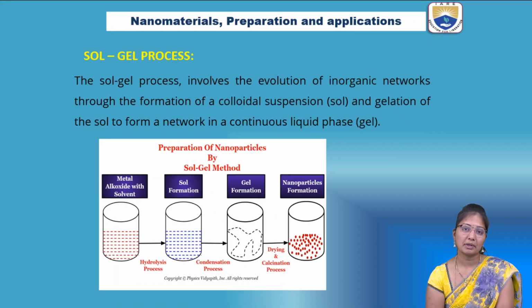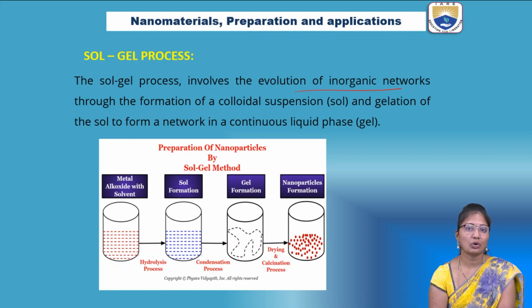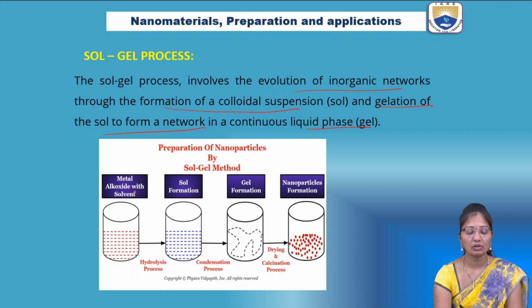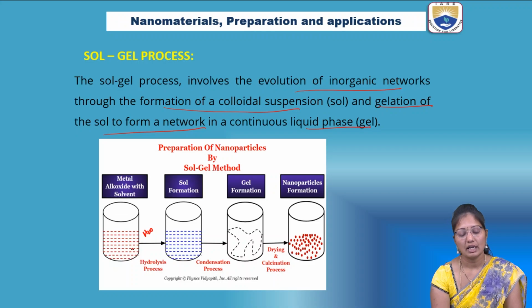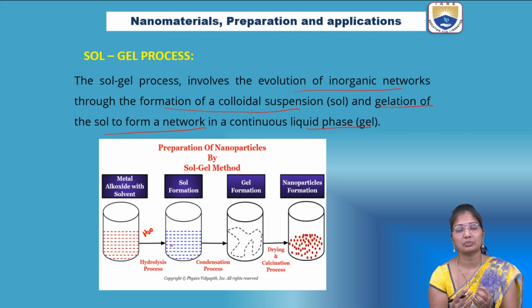The next method in the bottom-up approach is the sol-gel process. The sol-gel process involves the evolution of inorganic networks or colloids, called sol-gel, through the formation of a colloidal suspension called sol and gelation of the sol to form a network in a continuous liquid phase, the gel. Here the chemical precursor used is a metal alkoxide with solvent. In the presence of water, this metal alkoxide with the solvent reacts with the water. It undergoes hydrolysis, resulting in the formation of sol, which means a colloidal suspension forms.